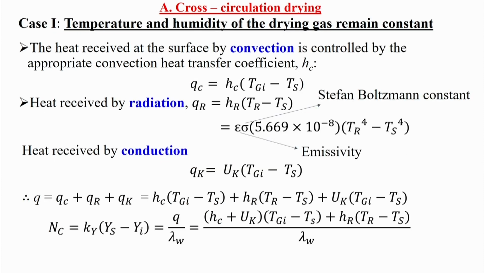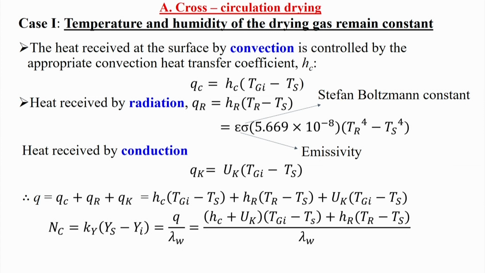So, there are two different cases we will be discussing for cross circulation drying. Case 1 is where the temperature and humidity of the drying gas remain constant. Whatever drying gas is entering, its temperature and humidity, Tgi and Yi, will remain constant for the entire drying process. In another case, we will be discussing that it varies with the tray, which we will discuss later on.